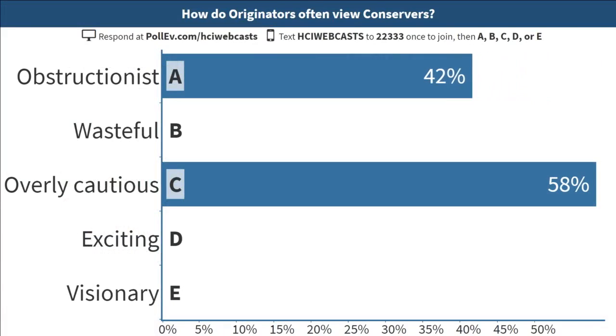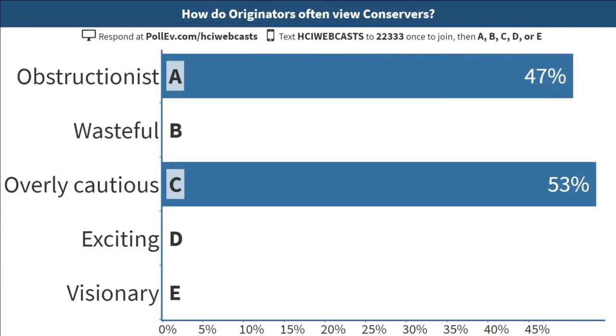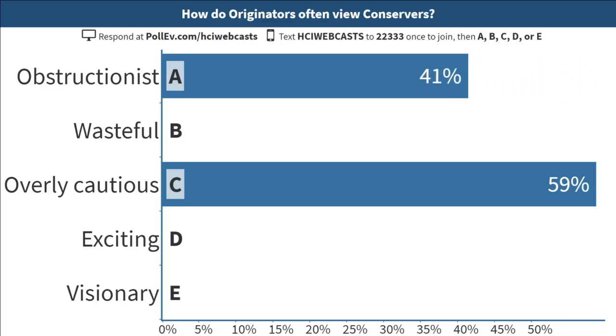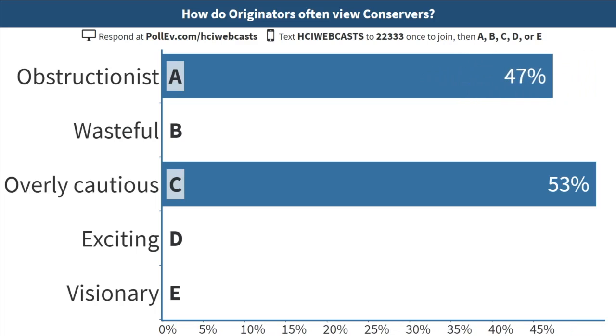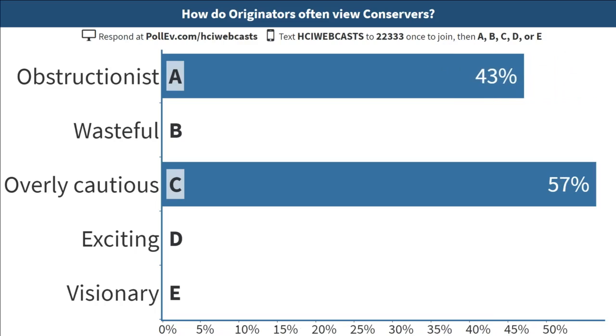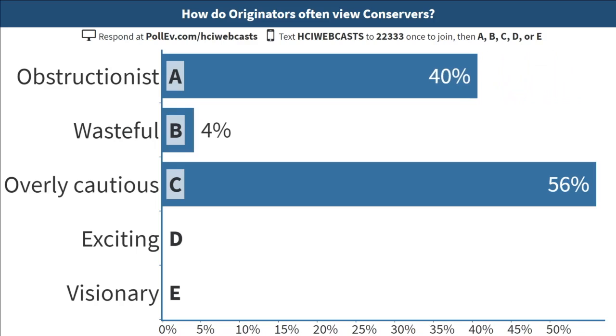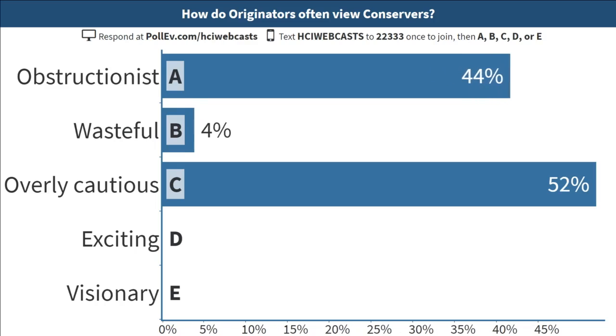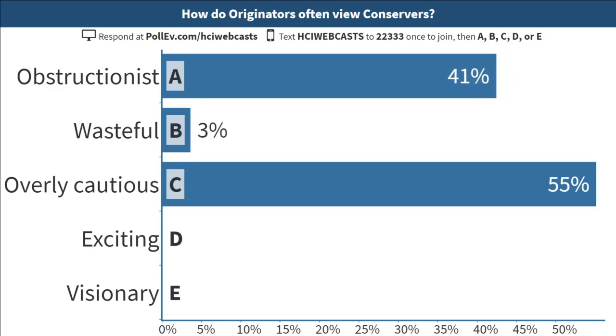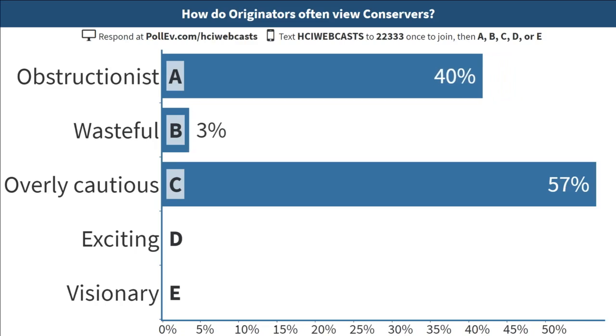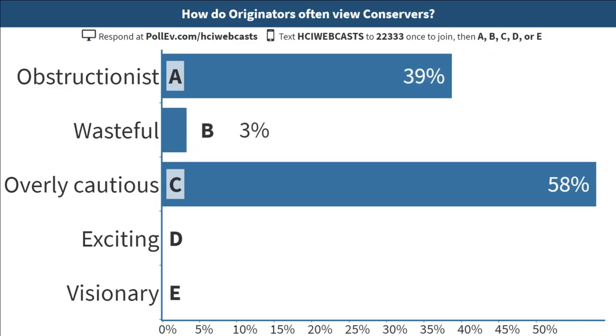Yeah, that's great. Yep, that's a bullseye. Obstructionist. When you take a look at originators looking at conservers, they frequently see them as standing in the way. You're weighing me down. You're putting barriers in the path. You are so obstructionist on our path to the future. You're being overly cautious. You're being overly worried about the things that could happen, and that's keeping you from jumping into really engaging this change.